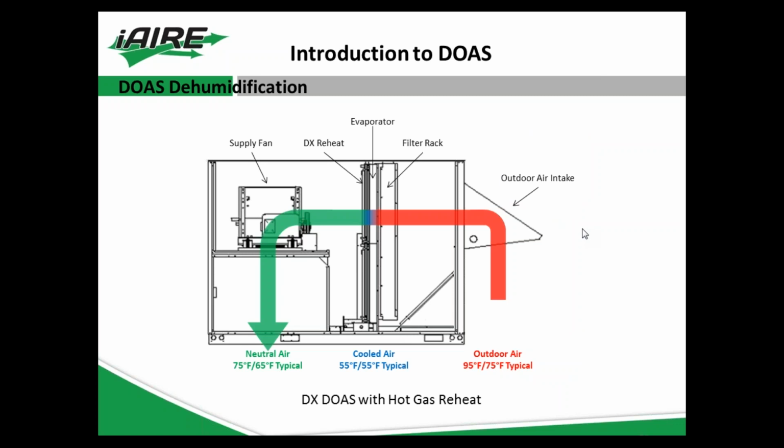And this is just a close-up of how those items line up in a packaged unit. So you're going to intake the outside air, it'll hit the evaporator coil, whether it be DX or chilled water, and then if it does have DX reheat, that'll be immediately after the evaporator coil, very little space in between, and that allows you to supply that neutral air.